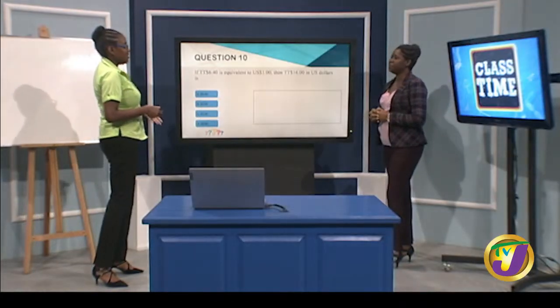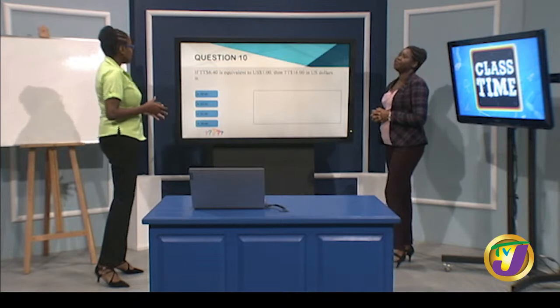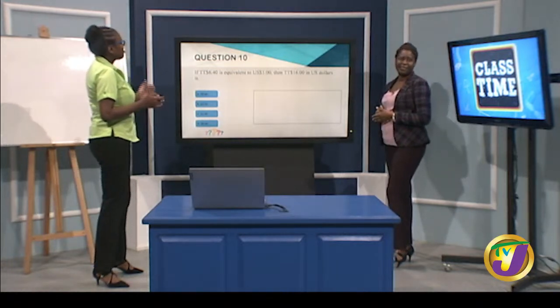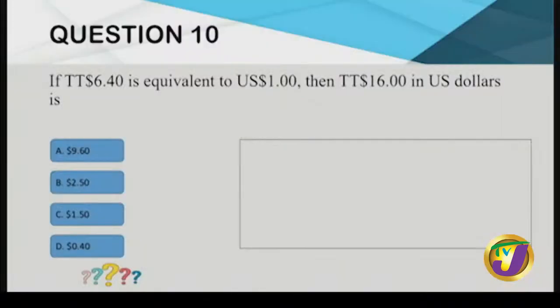All right, so this one is on currency conversion. If $6.40 in Trinidad and Tobago is equivalent to $1, then if I have 16 TT dollars, how much is this going to be in US dollars? Talk to me, because I want some US dollars.